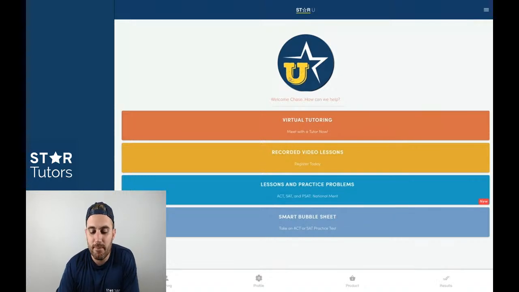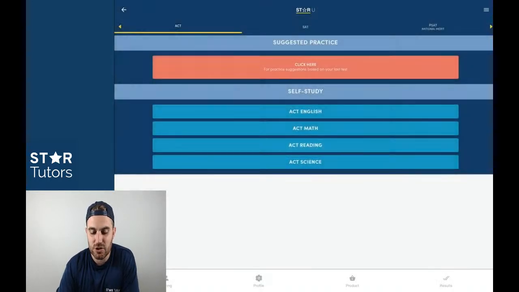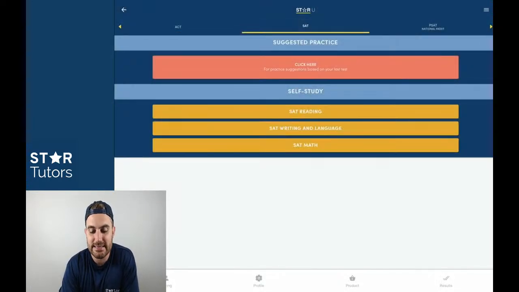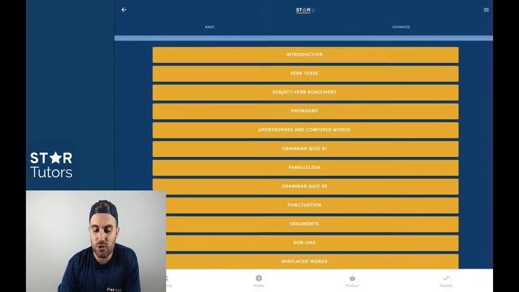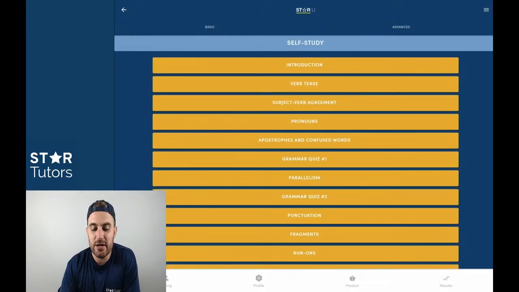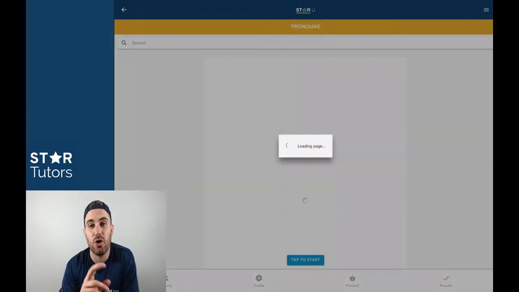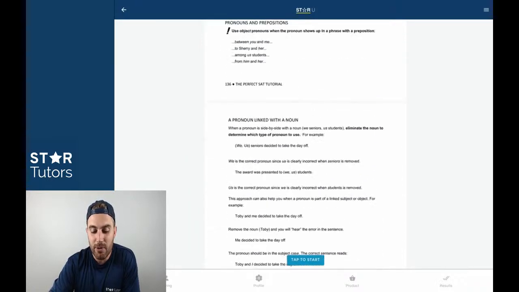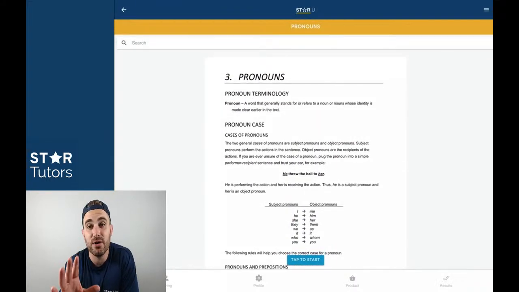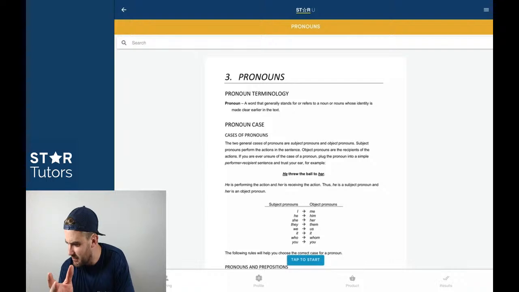Why I bring this all up is because if you click lessons and practice problems on the home screen, and then you slide over to SAT, and then SAT writing and language, that's 3 steps, and this is all free. The 3 most important grammar rules are given to you right here for free in very, very strong detail. Now, we're not going to be able to read through all of this section today, but all of this content right here is free. This is the point that I'm making.